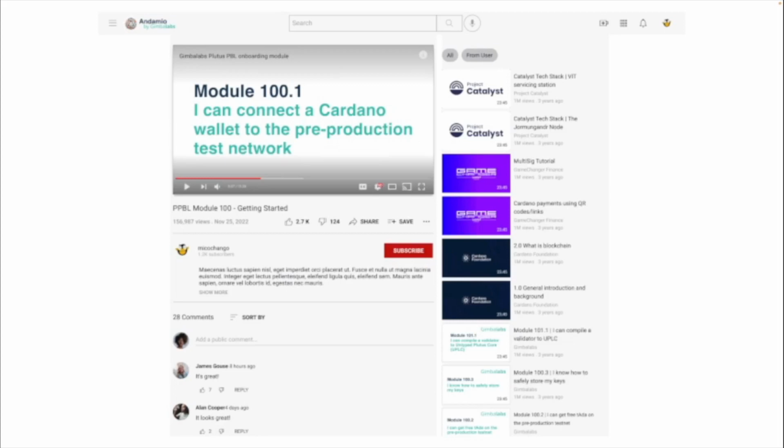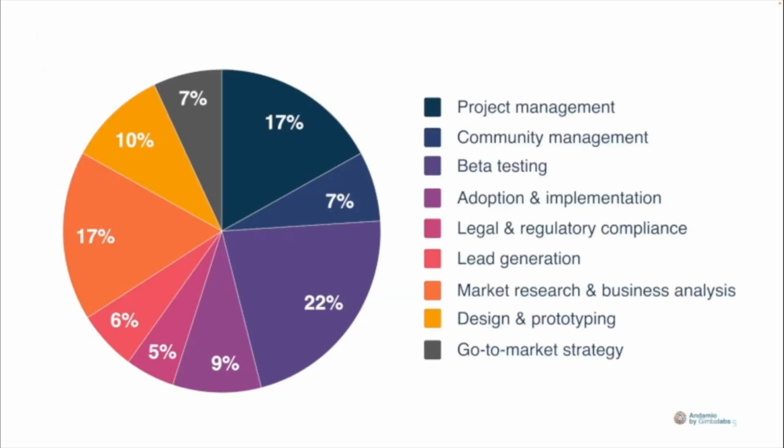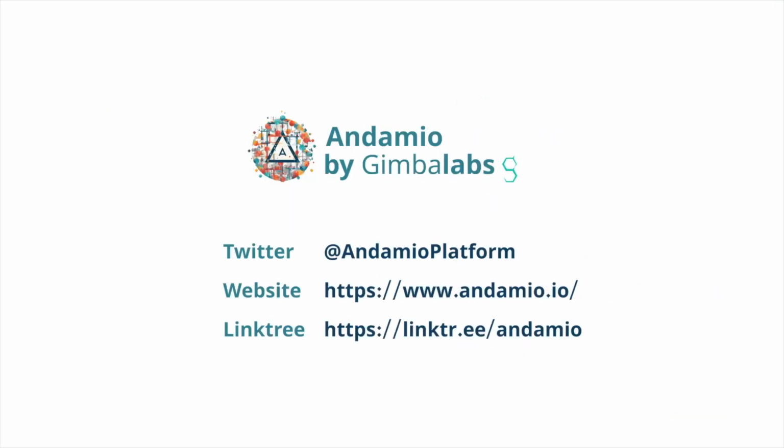So this is a 450,000 ADA budget proposal, which pays for 6 months of work and represents approximately 5% of the challenge. And this is the resource allocation of this proposal. You can see that the main cost drivers are project management, the beta testing, which is developer work, and market research and business analysis, because the end goal of this proposal is to create a strong go-to-market strategy.